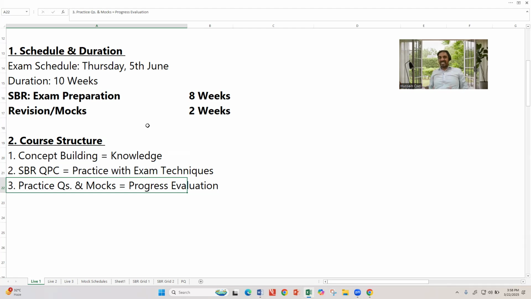Number 1, the first thing is concept building. You must be conceptually very strong. Number 2, if a student has good concepts but doesn't know the exam technique, for example, exam technique related to time management, drafting, a smart way to draft answers, and marks management, how much to write for certain marks, how to handle a particular question. If you are missing these points, you will not be able to pass, even though you have full knowledge of the syllabus.